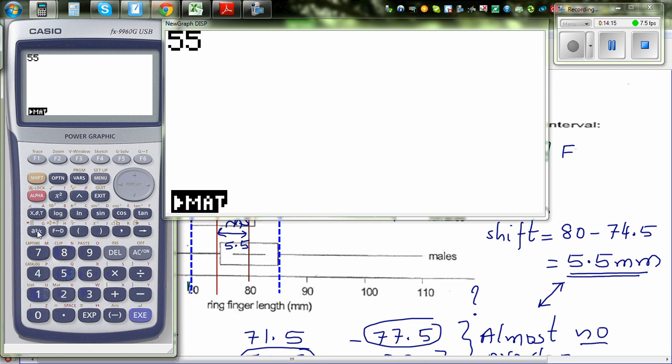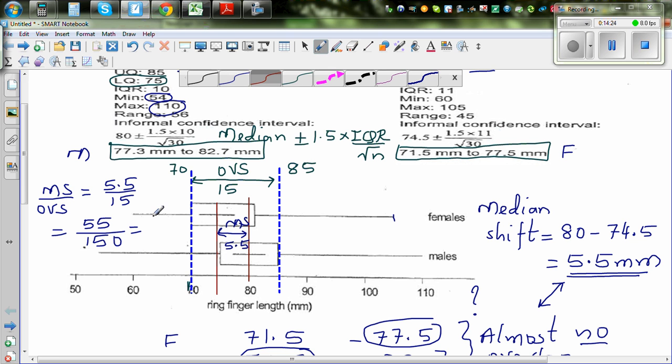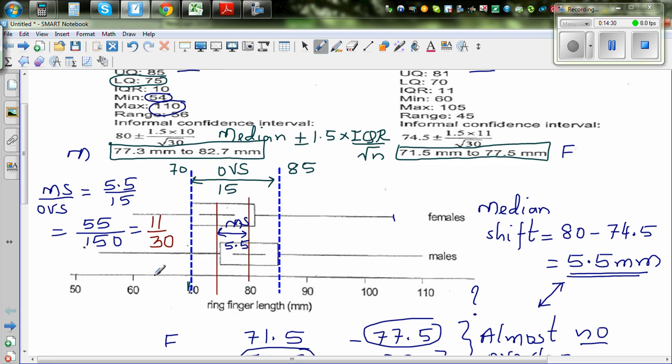55 over 150. What's that fraction? That fraction is 11 out of 30. Okay, there is a rule which you need to remember. This is 11 out of 30. Now, 11 out of 30.